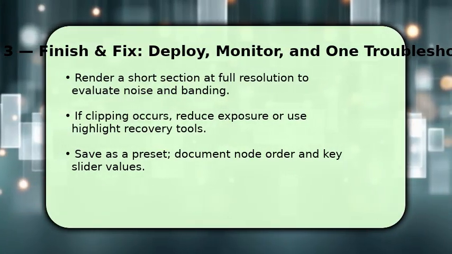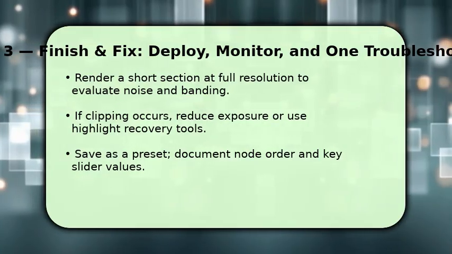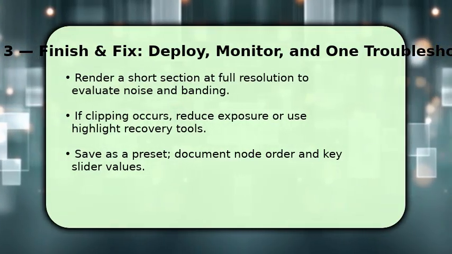If anything goes wrong, step back to the corrective node and rebuild from neutral. This usually fixes cascading issues.